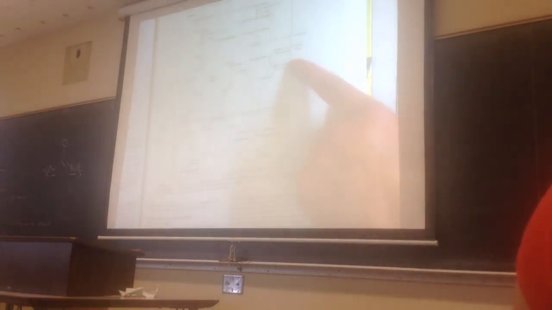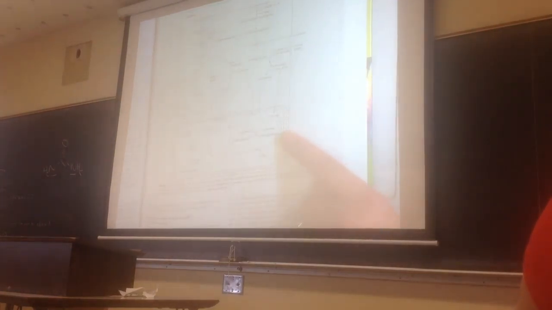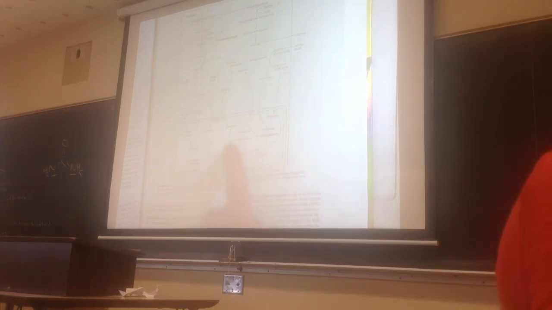Pyruvate can go into the mitochondrion. It can do some other stuff too, right? This is kind of a shorthand for going through the Krebs cycle because you get all the way out to oxaloacetate. Oxaloacetate can become aspartate. Glutamate, and this is what you're drawing, can become alpha-ketoglutarate. Is glutamate an amino acid? Yes. Is alpha-ketoglutarate an amino acid? No, it's a keto acid. So oxaloacetate goes to aspartate.